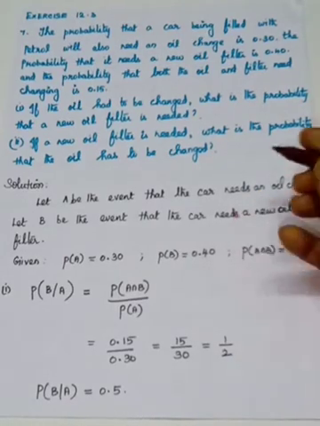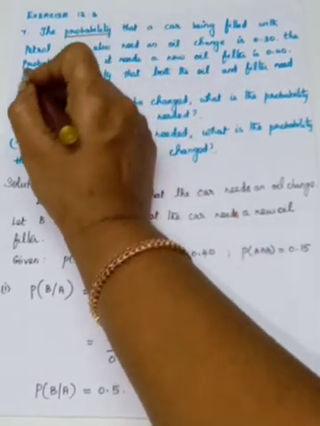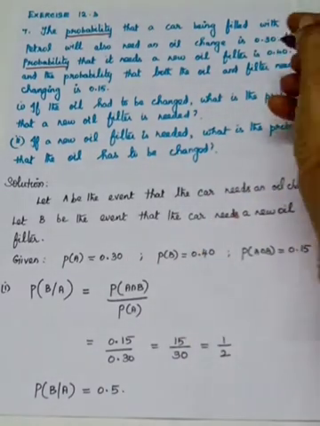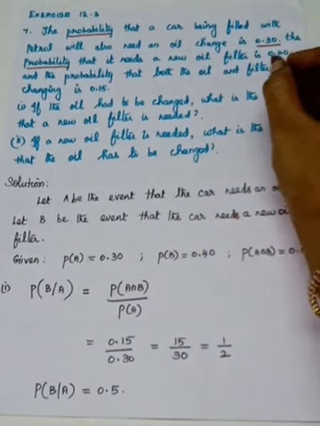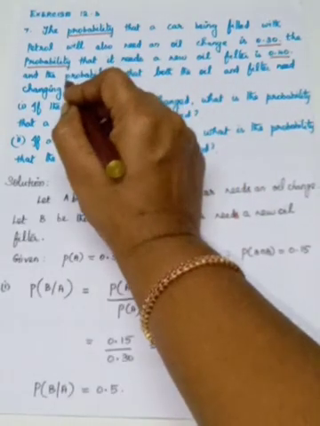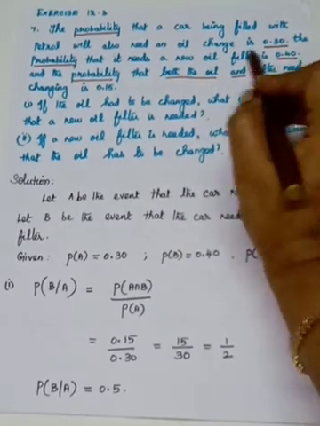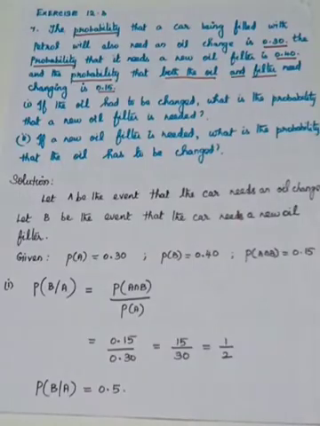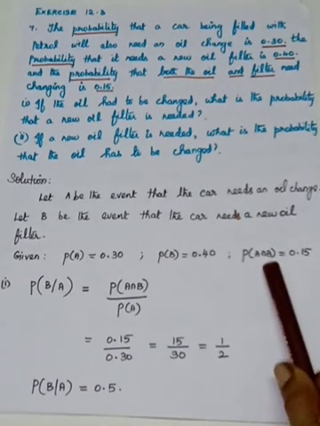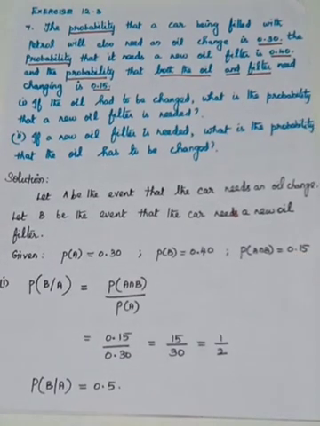Here in this problem, the probabilities are given. The probability of A is 0.30, and the probability of B is equal to 0.40. Here the probability that both the oil and filter need changing is 0.15. So therefore it is denoted as P of A intersection B is equal to 0.15.